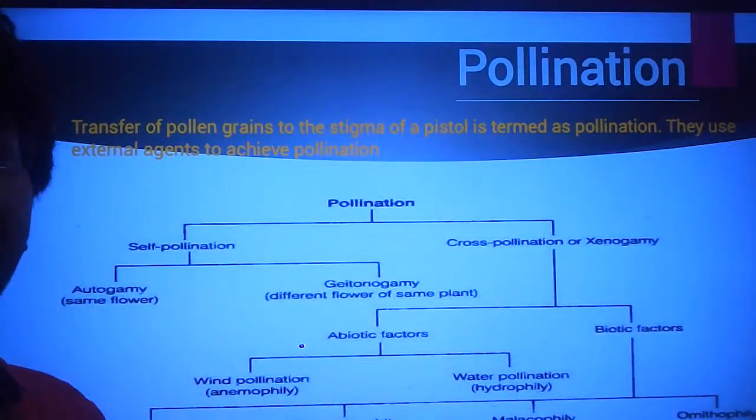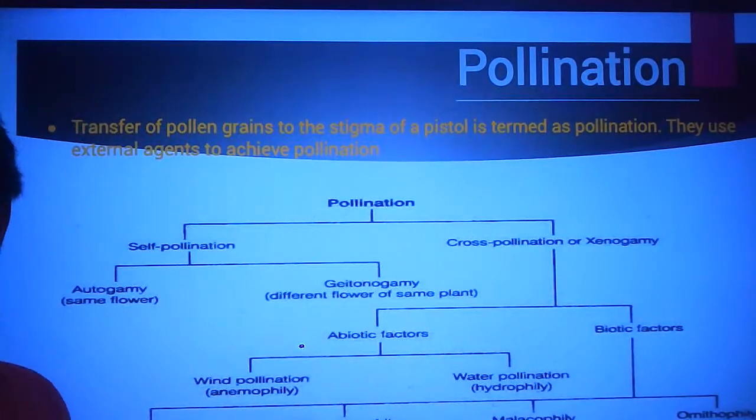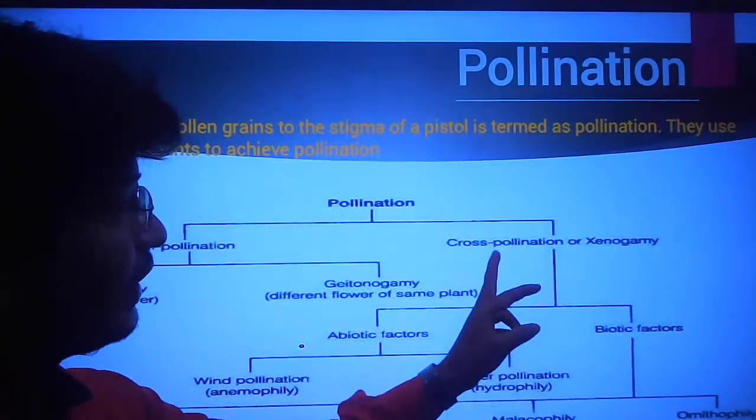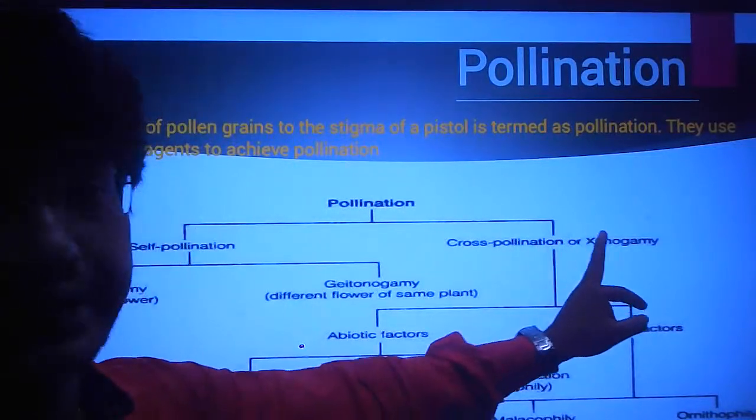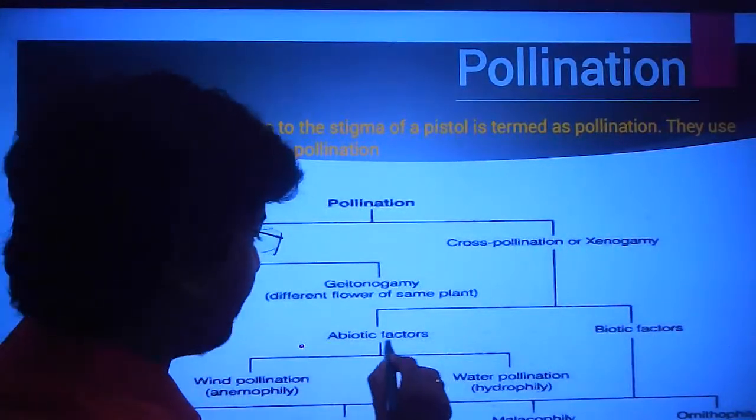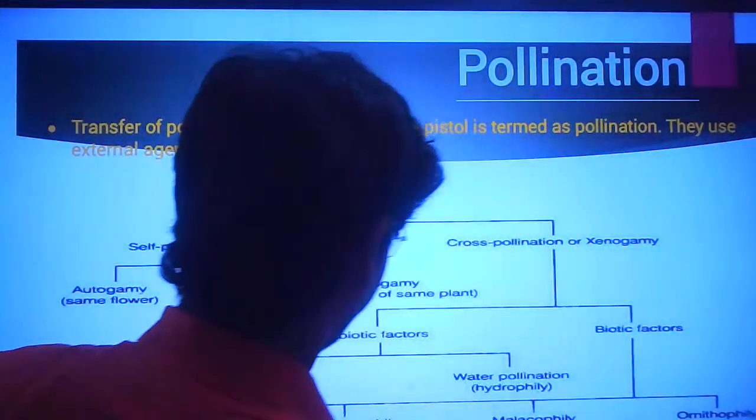If hibiscus, the other plant also must be hibiscus. Rosa sinensis, the other plant also must be Rosa sinensis. So when you come to cross pollination, xenogamy, we have abiotic factors and biotic factors.